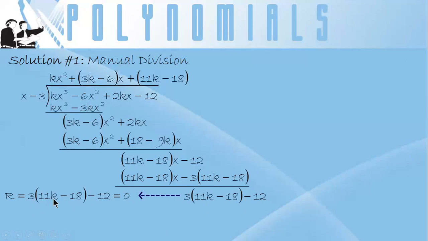So 33k minus 54 minus 12. Combine 54 and 12, that's negative 66. Transpose, it becomes positive. Divide by 33. Then k equals 2. It's hard, right? It's not easy. It looks easy, but when you solve it, it isn't. Right?